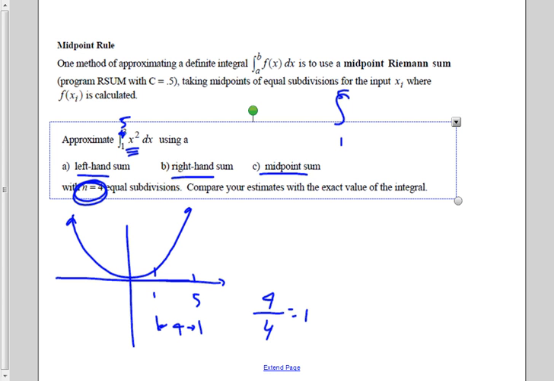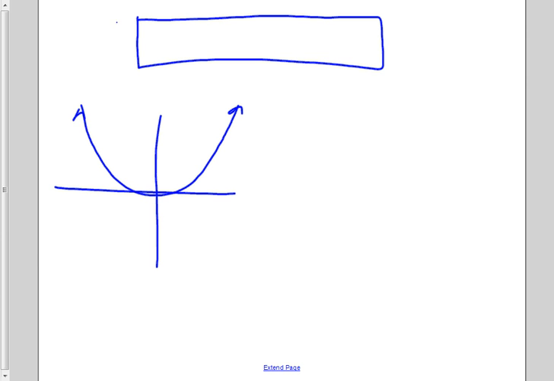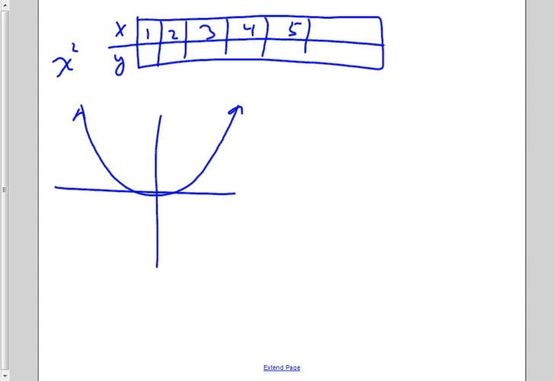Okay, so let's actually start a new page for this. What I might want to do beforehand is just get a picture of all these values. So I could say x and y, and x equals 1, 2, 3, 4, up to 5. And since we're looking at x squared, we have the corresponding values.